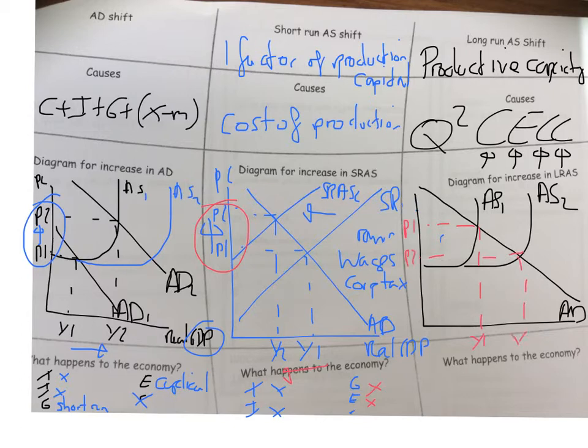Now, is this good for the economy? Is it good for trade balance? Yes, because our price level is going down. Is it good for inflation? Again, yes, because our price level is going down. Is it good for growth? Yes, because this is proper economic growth. You call it true economic growth or long-run economic growth. This is because the economy is actually growing, as well as real GDP going up.